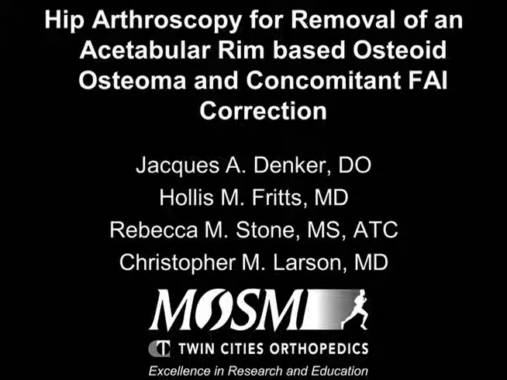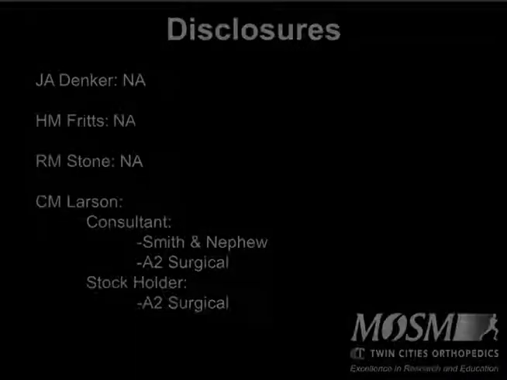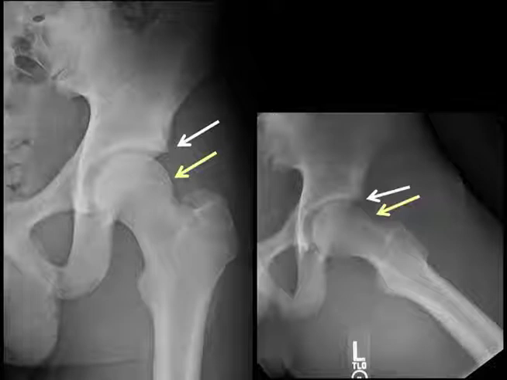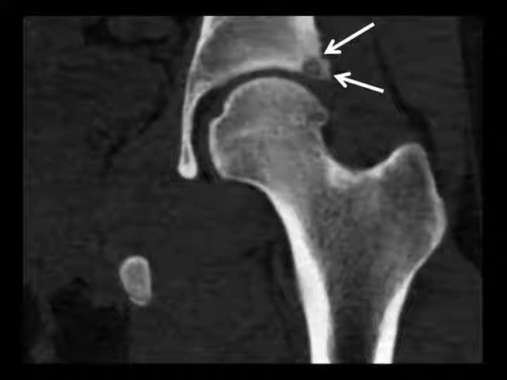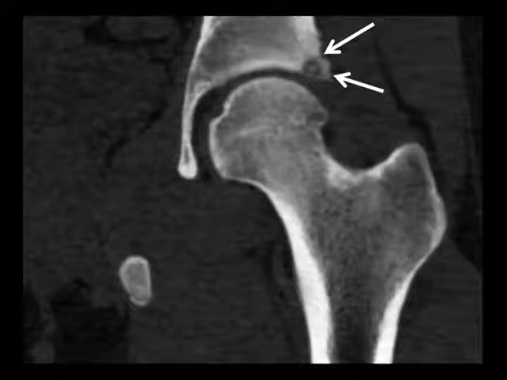Here we present the arthroscopic technique for removal of an acetabular rim-based osteoid osteoma and concomitant FAI correction in a 16-year-old male with a 5-month history of atraumatic left hip pain. Radiographs reveal a cam deformity identified by the yellow arrow and a rim-based acetabular osteoid osteoma and mild lateral overcoverage identified by the white arrow. Preoperative CT scan better localizes the osteoid osteoma to the acetabular rim and defines impingement anatomy.